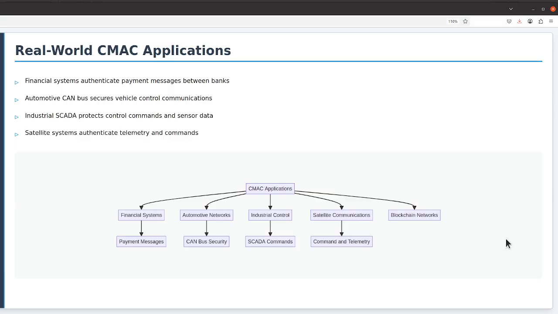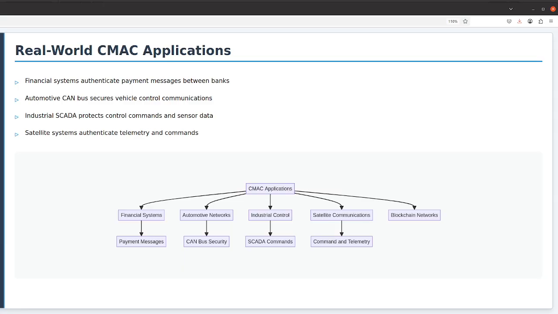Let's look at concrete real-world applications where CMAC provides critical security. In financial systems, CMAC authenticates payment messages between banks and clearinghouses. When a bank sends an electronic funds transfer message, it computes a CMAC over the transaction details including account numbers, amounts, and timestamps. The receiving bank verifies the CMAC before processing the transfer. This prevents unauthorized modification of payment amounts or redirection to wrong accounts.